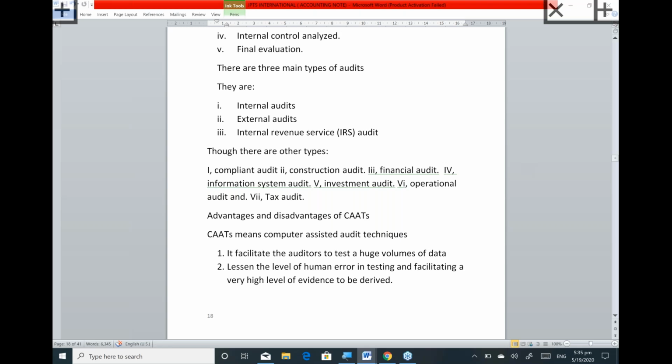Then let's look at the advantages and disadvantages of the CATs. CATs means computer assisted audit techniques. So let's look at the advantages. Number 1, it facilitates the auditors to test a huge volume of data. You can test a huge lot of data.